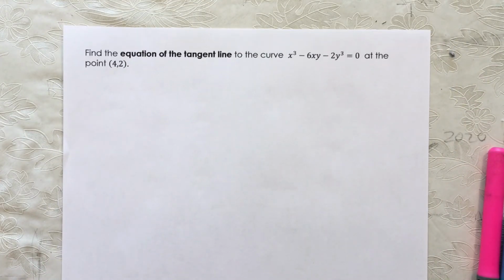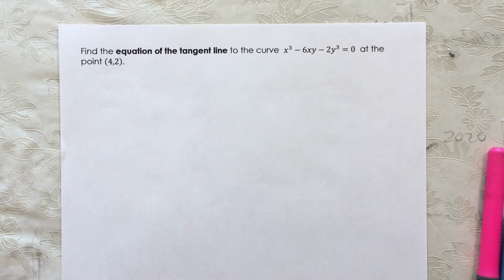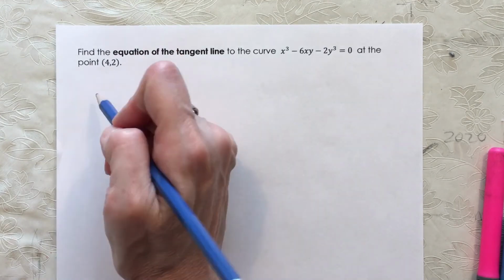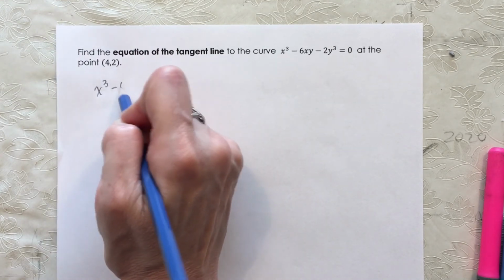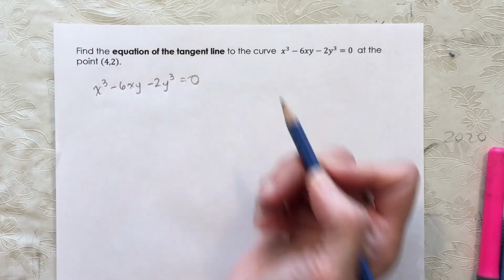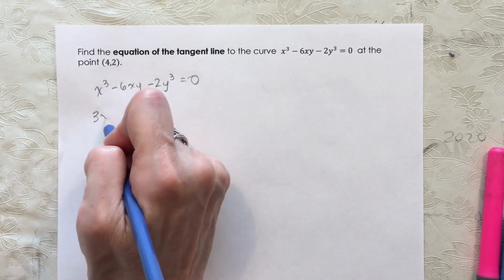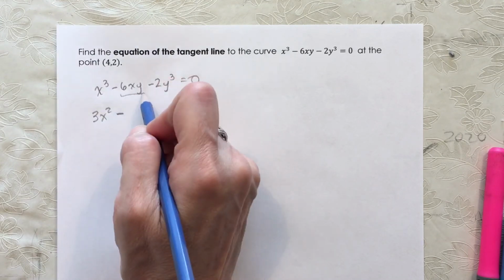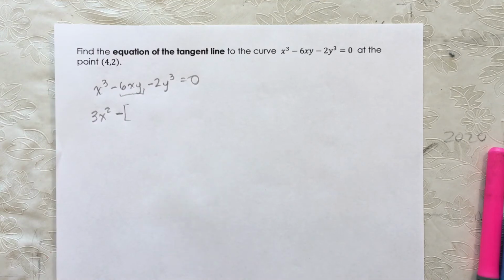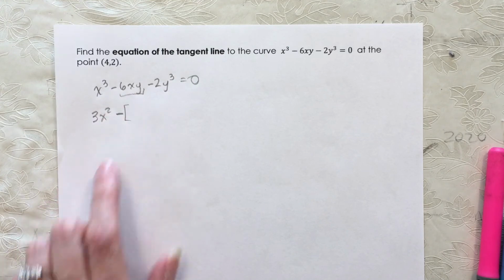Last question, find the equation of the tangent line to the curve x cubed minus 6xy minus 2y cubed equals 0 at the point 4, 2. All right, so we've got our derivative of x cubed is 3x squared minus, but then to derive 6xy we have a product rule. And I'm going to put the results of the product rule in square brackets because we're subtracting the derivative of 6xy.